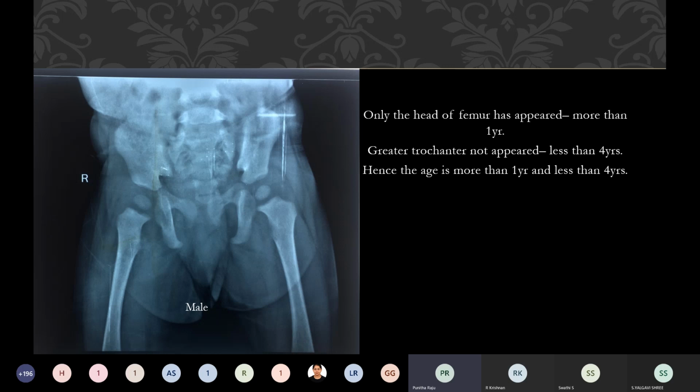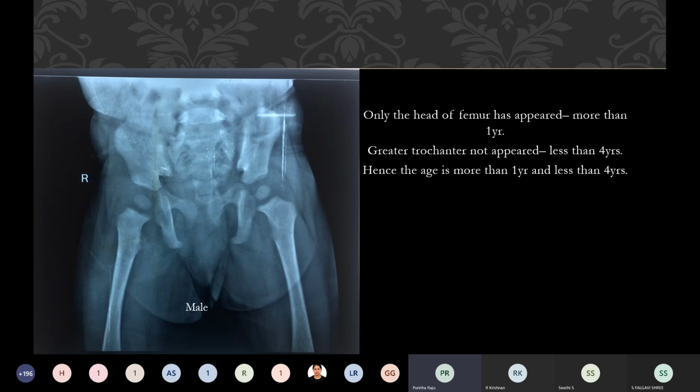So, since it is a child X-ray, only the head of the femur has appeared and the greater trochanter has not appeared. The age is more than 1 year because the head of the femur has appeared, and less than 4 years because the greater trochanter has not appeared. Whenever it is a child X-ray, you can't comment on the iliac crest, the ischial tuberosity, all that, because that appears very late, at the age of 14 years. So you can only comment on the head of the femur and the greater trochanter. Only these two things will tell you the age of the child. So it is more than 1 year and less than 4 years.